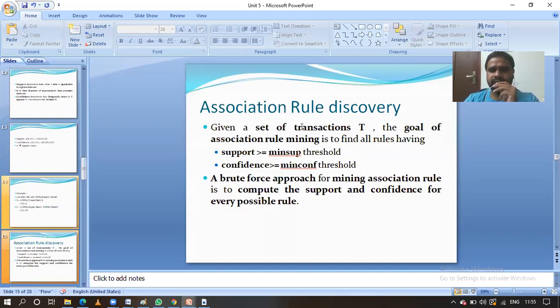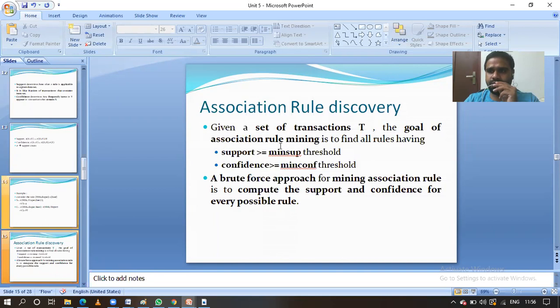There is a set of N transactions, or T transactions. The goal of association rule mining is to find the rules that obey these two conditions. That is, the support is greater than or equal to the minimum support, which is one threshold, and the confidence is greater than or equal to the minimum confidence. We have to find all the association rules that obey these two things. These values they will provide in the problem, guys.